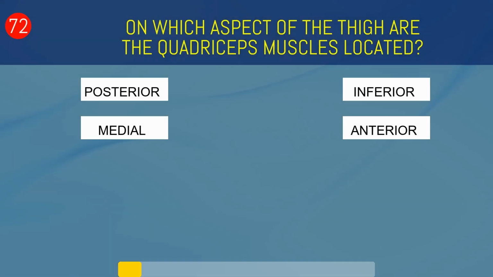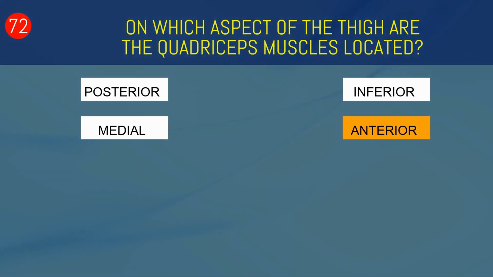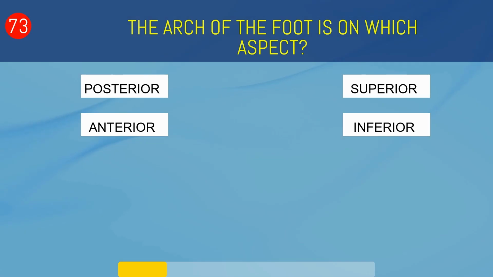Lateral. On which aspect of the thigh are the quadriceps muscles located? Posterior, medial, inferior, or anterior? Anterior. The arch of the foot is on which aspect? Posterior, anterior, superior, or inferior?